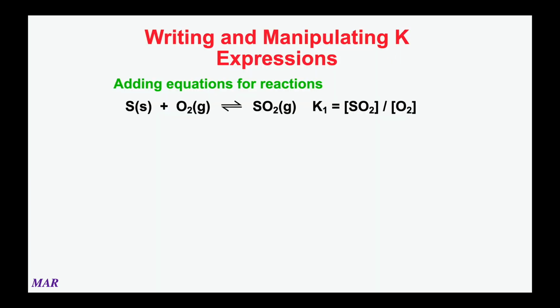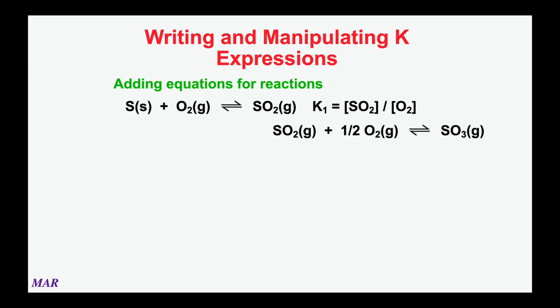Another thing you can do with equilibrium constants is you can add equations or reactions together to give you a new expression. So let's see how this works. Here's the sulfur plus oxygen making sulfur dioxide reaction we looked at a little bit ago. Let's call this equilibrium constant K1, and it's SO2 divided by O2, again keeping the solids out as well as liquids if we had any.